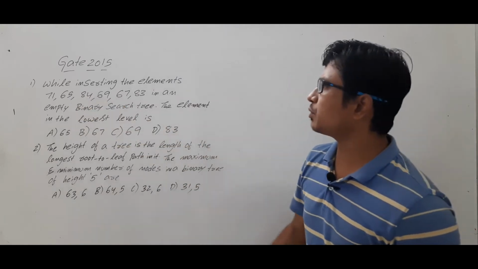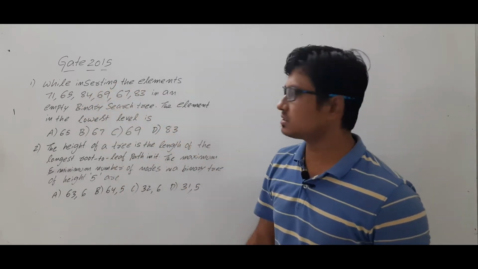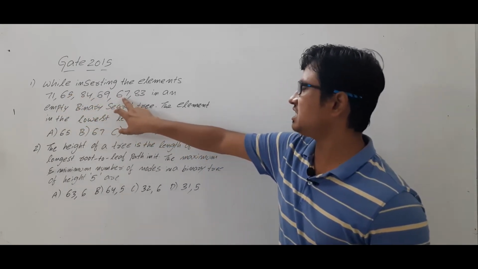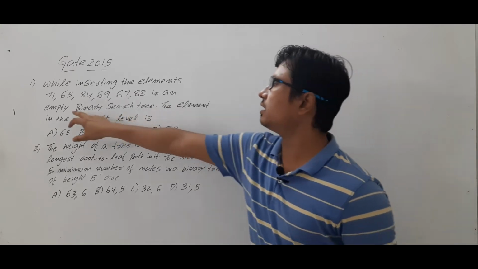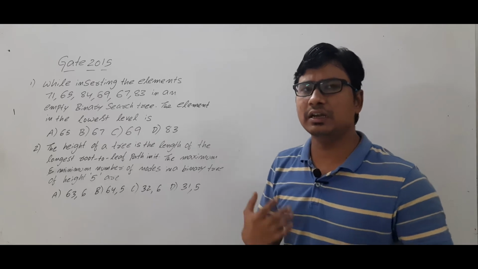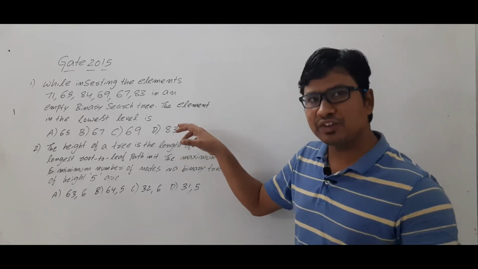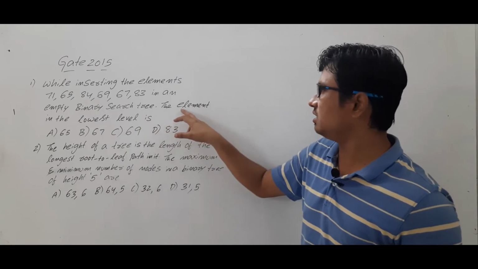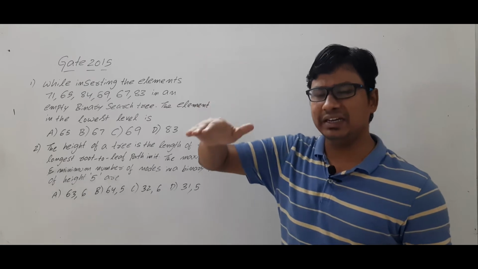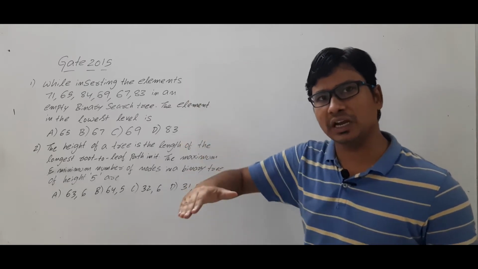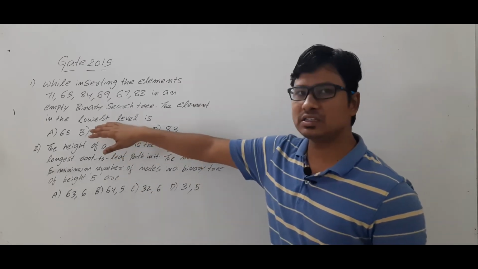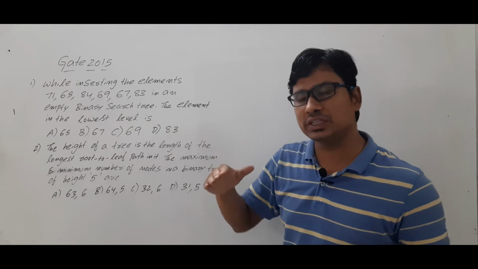Coming to question number 1: while inserting the elements 71, 65, 84, 69, 67, 83 in an empty binary search tree, what are they asking? You have to insert the elements in the binary search tree. After inserting the elements, the element in the lowest level is... because once we get the binary search tree, we can make it into levels. Am I right? Level 0, level 1, level 2, and so on. They are asking what element will be there at the lowest level.